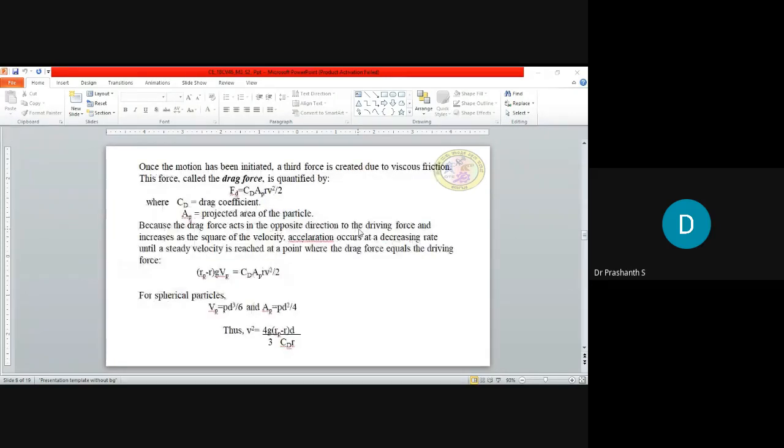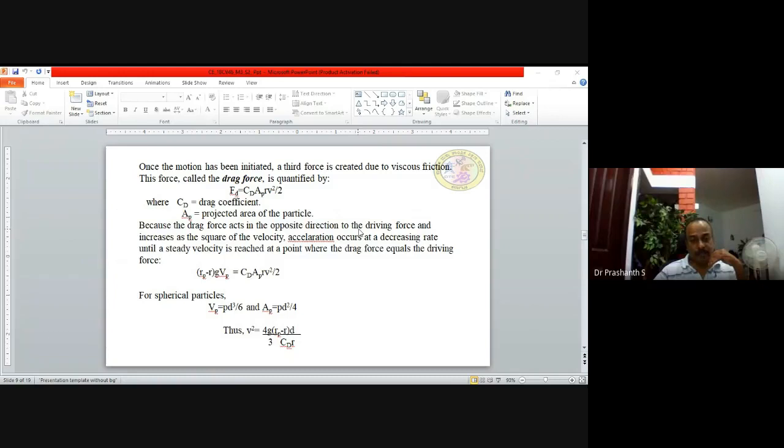Once the motion has been initiated, a third force is created due to the viscosity of the water. That's called the drag force. It is quantified by F_D = C_d × A_p × ρv²/2, where C_d is the drag coefficient and A_p is the projected area of the particle. Because the drag force acts in the opposite direction to the driving force and increases as the square of the velocity, acceleration occurs at a decreasing rate until a steady velocity is reached at a point where the drag force is equal to the driving force.